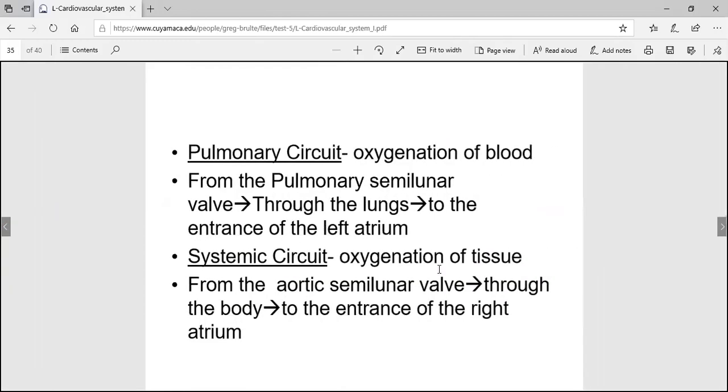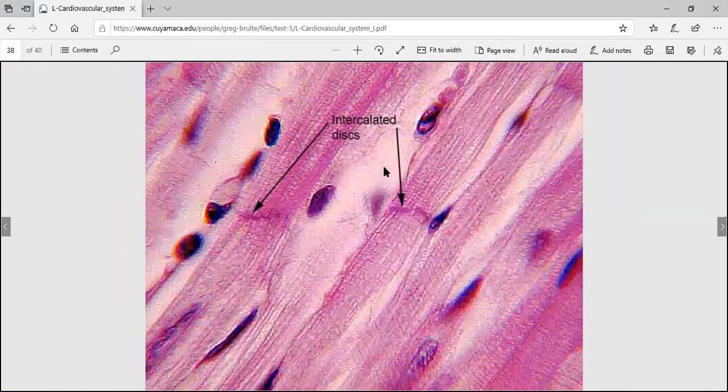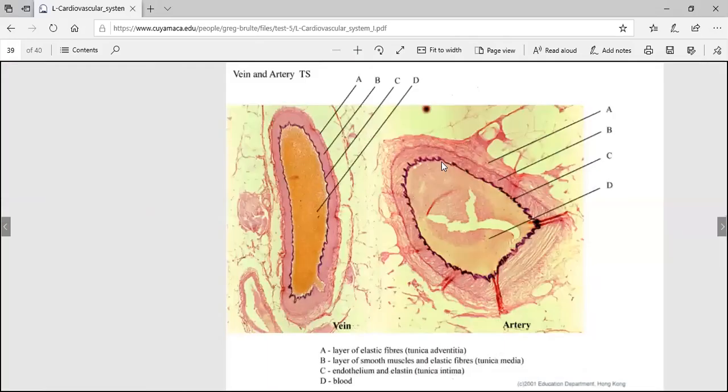Pulmonary circuit, systemic circuit, we talked about. And then this is just showing you a neutrophil, a lymphocyte, and a monocyte, because those are the three most common, especially neutrophils and lymphocytes. There's platelets, pieces of a megakaryocyte. There's my intercalated disc. That's just in between heart muscle cells, and it's got little gap junctions in there. You can't see them here, but that passes ions so that they all depolarize at the same time. It's got little stripes in them. It's got striations, but you can't see them that well here.